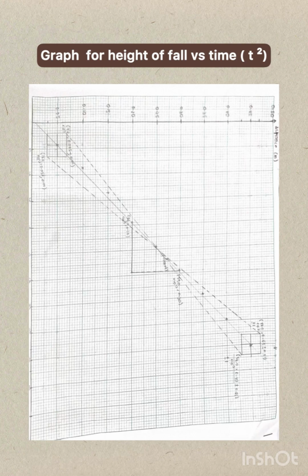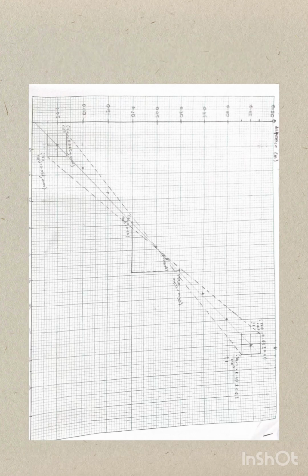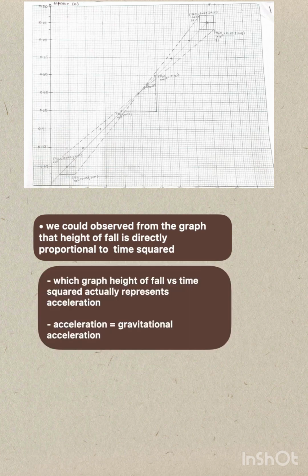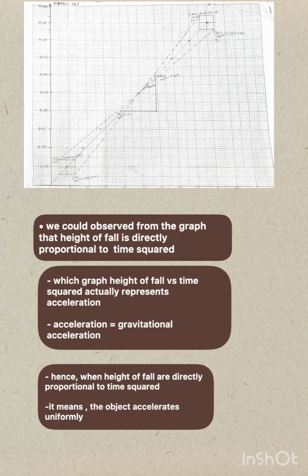This is the graph that we get for height of fall versus time squared. What we could observe from the graph is the height of fall is directly proportional to time squared, which means the graph of height of fall versus time squared actually represents acceleration. And in this experiment, acceleration is equal to the gravitational acceleration that we need to find. Hence, when the height of fall is directly proportional to time squared, it means that the object is accelerating uniformly.